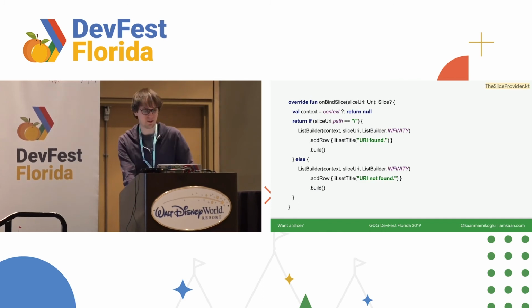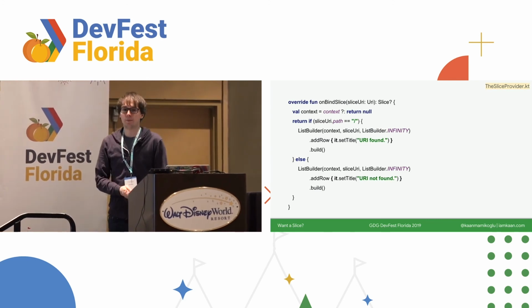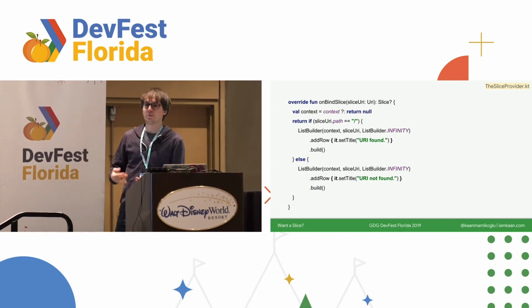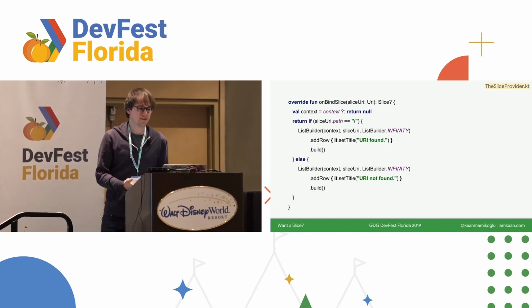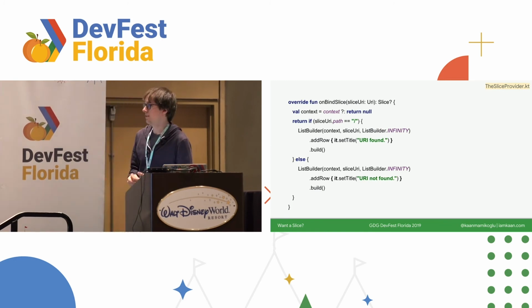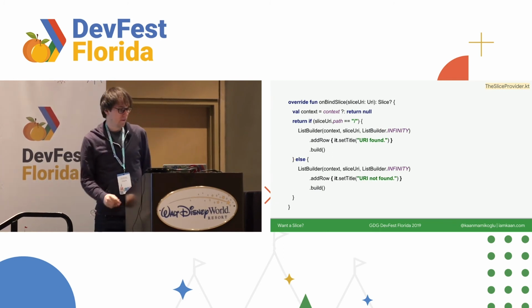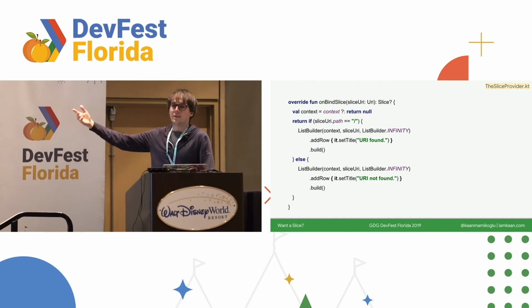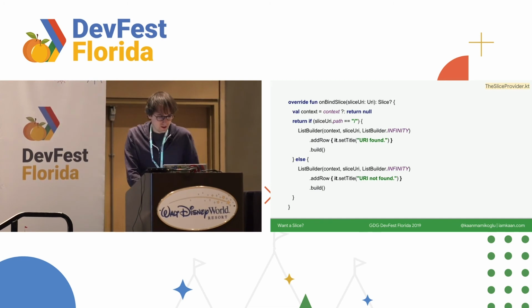And I will get into details of these builders, but first of all, again, you get the URI there. So you can either keep your path in the manifest file broad to capture multiple paths in one slice provider, so that you can just do if-elses or when operations here. But in this case, it's just capturing everything that comes to this slice provider.